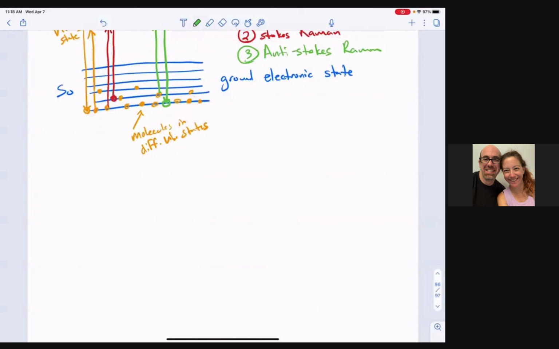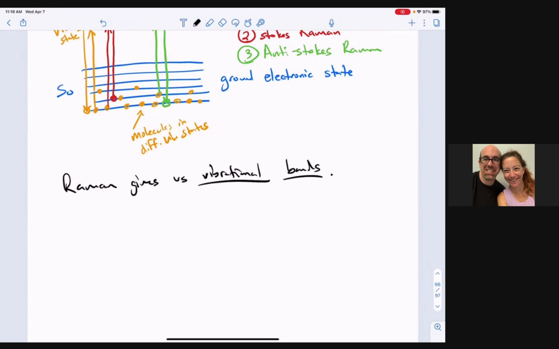Because it's so weak, you have to use a really high performance instrument for it. So Raman gives us vibrational bands. What do we use vibrational bands for in the IR? Like, what do we use IR spectroscopy for? To identify structure, right? Thank you, Jacob. Yeah, identify structure. So you can do that with this.